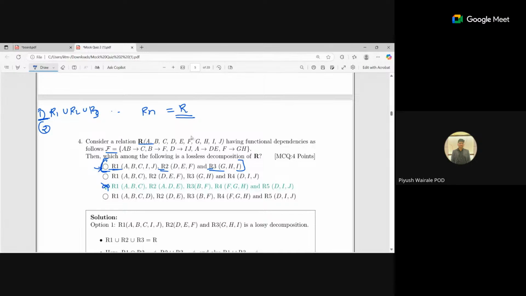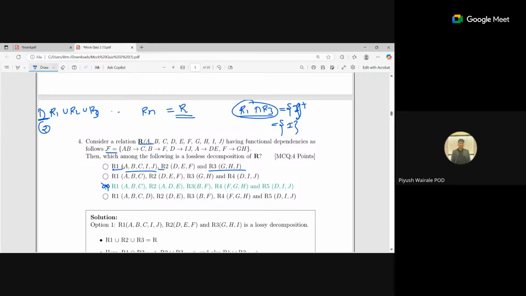Yeah, this is covered. Now, from these three relations, take any two which have a common attribute. Which relations have a common attribute? R1 and R3. So R1 intersection R3, what is that? I. So is I a key of R1 or R3? We need to check that. Simply take the closure of I and check whether we are getting R1 or R3. We are getting nothing, only I, right? It means I cannot join this R1 and R3.